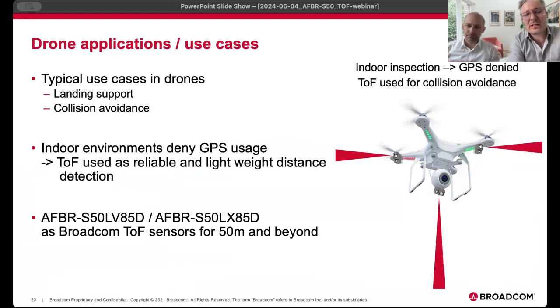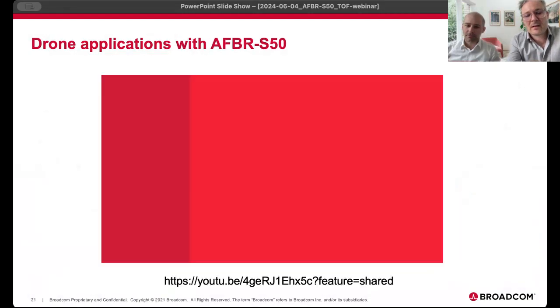What we are offering there is the 30 and 50 meter version of the Broadcom TOF sensors, which can be mounted either on the wings of the drone or just on the bottom side looking downwards for landing support. And now you will hopefully be able to see the video, our promotion video for the drones, showcasing all the applications. Let me start the video.